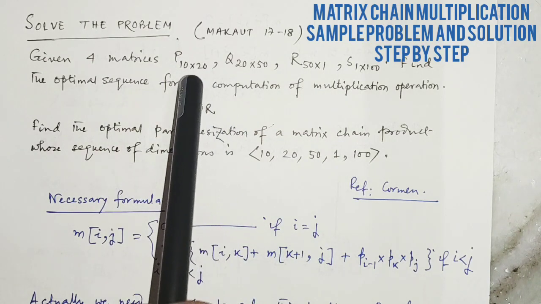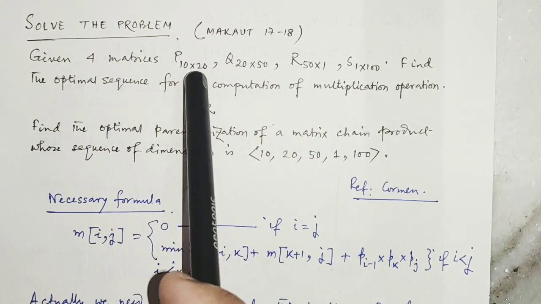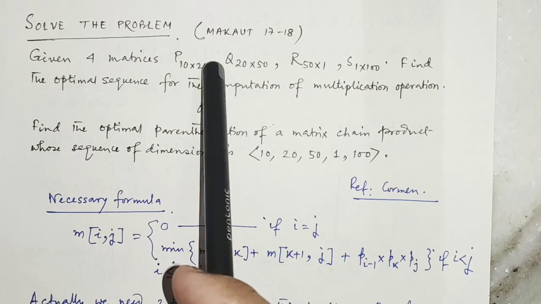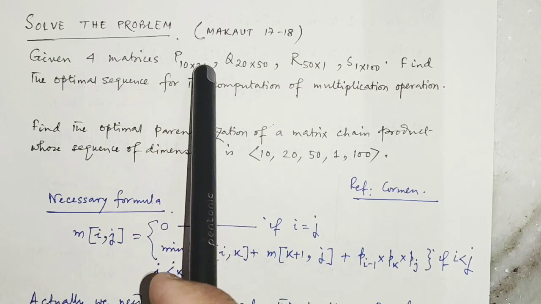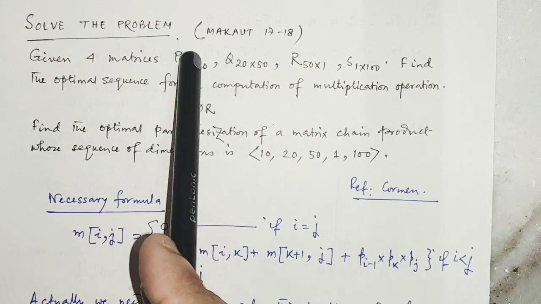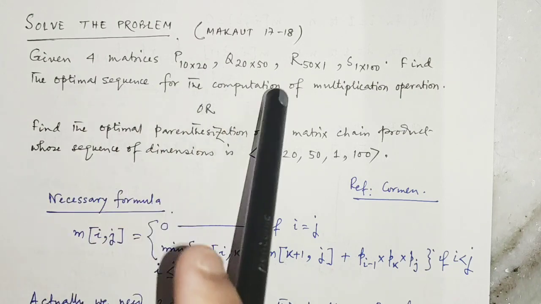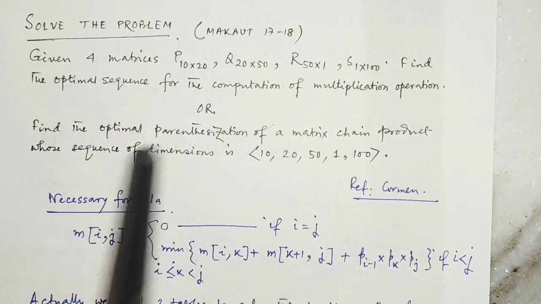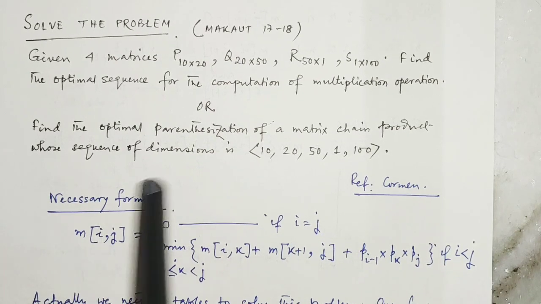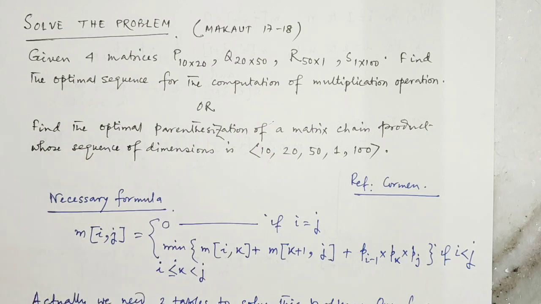And the order is P into Q, Q into R, R into S, because we maintain the row-column relationship. For P the total number of columns is 20, and for Q the total number of rows is 20. So you can move on for P into Q in this order. Similarly Q into R, R into S can also be possible. So you have to find the optimal sequence for the computation of the multiplication operation.